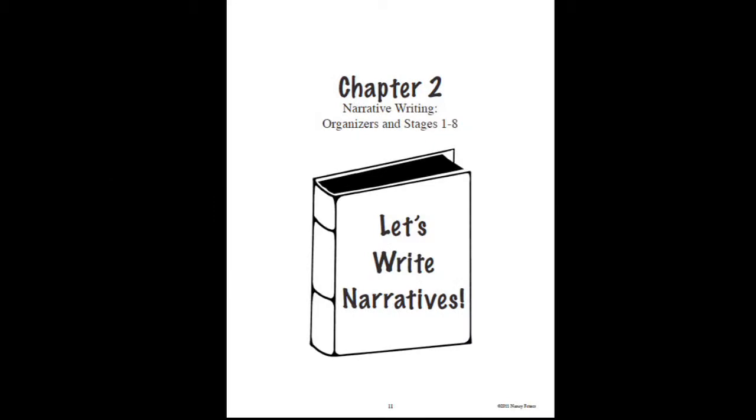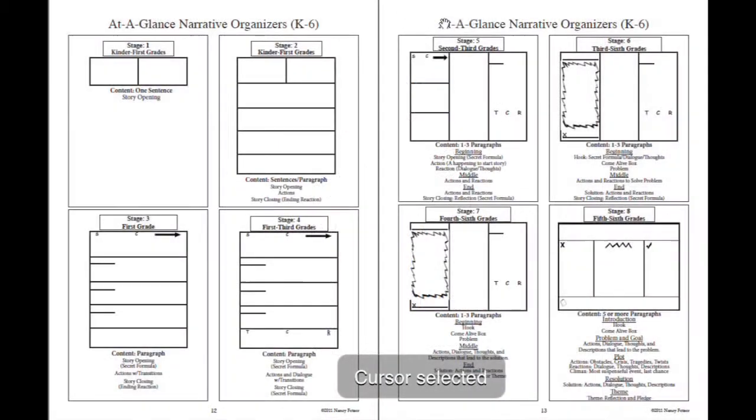Now let's go through each one of the chapters so you can see how they're organized firsthand. Notice on page 11 for chapter 2, we're focusing on narrative writing. You have your organizers and stages for stages 1 through 8 in this chapter. Pages 12 and 13 begin with the at-a-glance organizers. Depending on your stage and grade level, you'll have an identified organizer that you will use to teach your kids how to write a narrative.